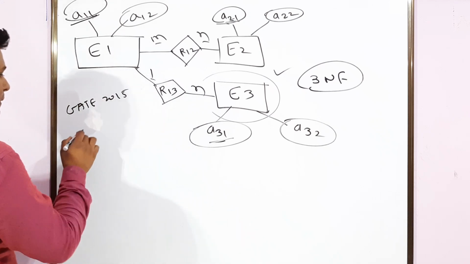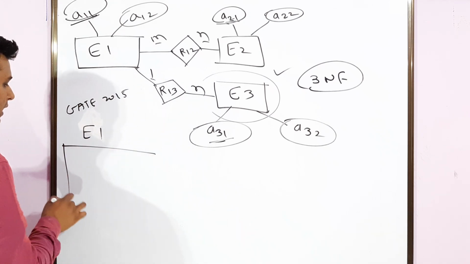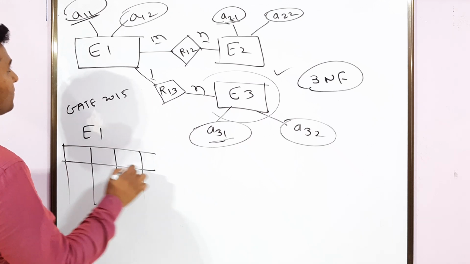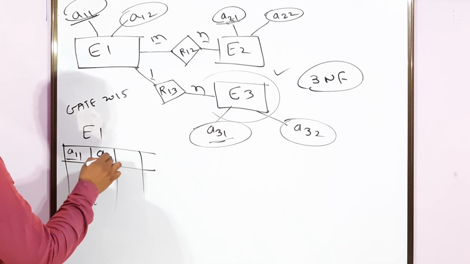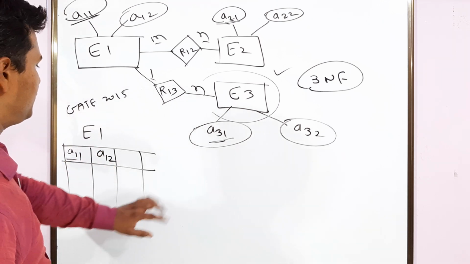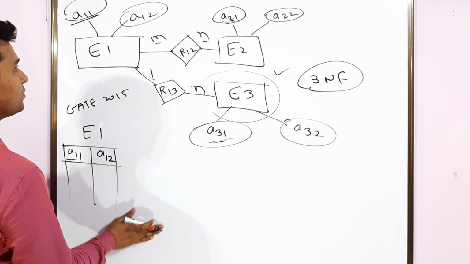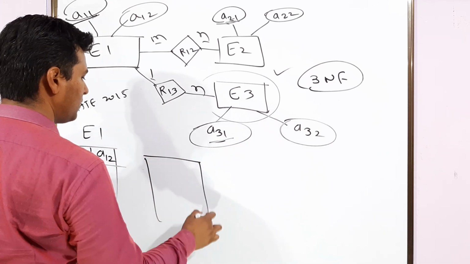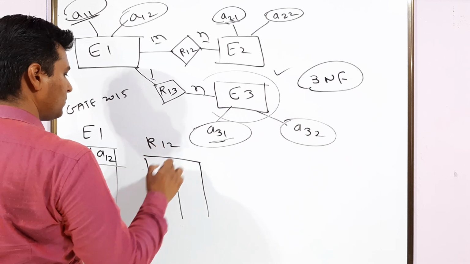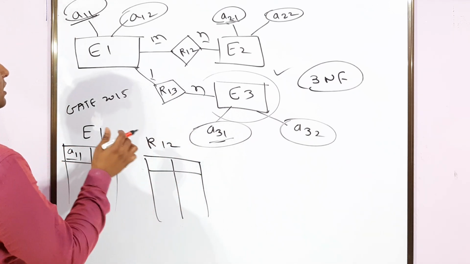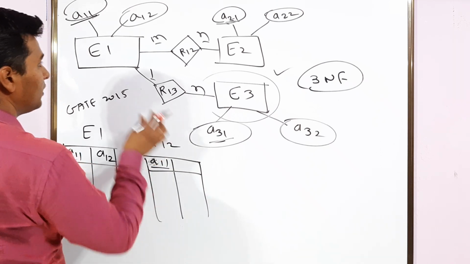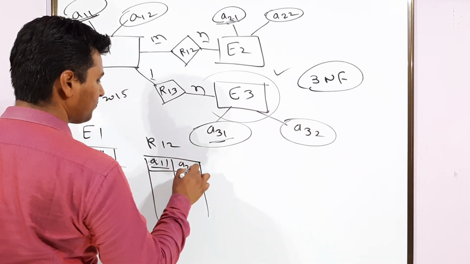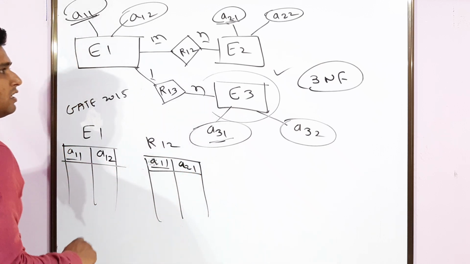Now one table will of course be for E1, where we will have the following attributes. The first attribute will be A11, because it is the key, and another will be A12. That is sufficient. We don't need any other attribute because we are going to create one separate table for R12. Here, for keeping the relationship, we will add A11, the primary key of E1, and the primary key of E2, according to the rule, because this is an M to N relationship.